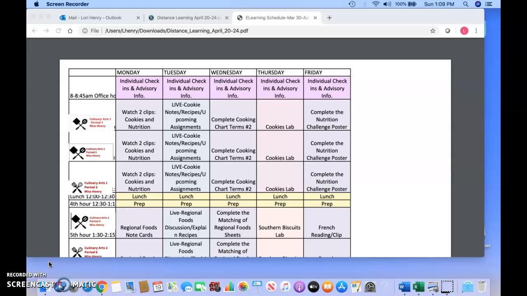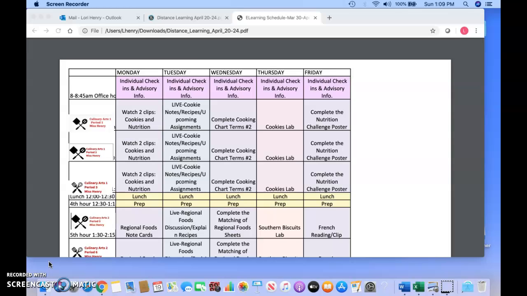And then on Wednesday, you're completing a matching sheet that has a list of foods, and you match the foods with the area or the people of that area of the United States or Canada.